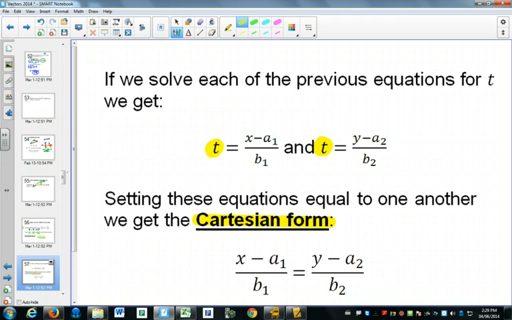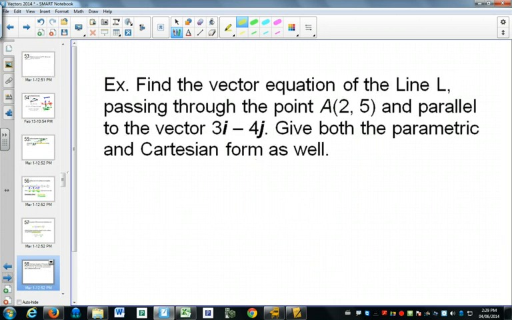So these are general things. When we go to the specifics, it'll make a lot of sense. So here we go. Example 1. We want to find the vector equation of a line L passing through the point A, 2 comma 5, and parallel to the vector 3i minus 4j. So we're going to write all the forms. First form is our vector equation of a line. Any point on this graph, we have a starting point, so we're going to go 2 comma 5. That's a starting point on our graph.